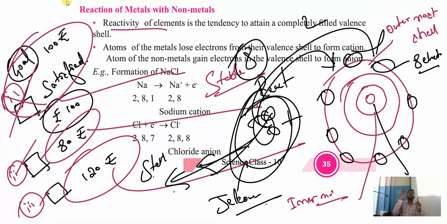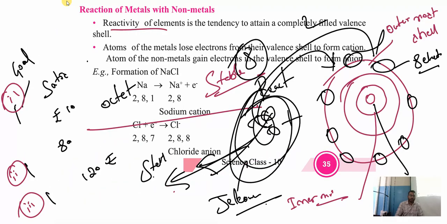Such a structure is called an octet structure. The atoms which have 8 electrons in their outermost orbit or outermost shell have an octet structure. So all the noble gases have an octet structure because they have 8 electrons in their outermost orbit.